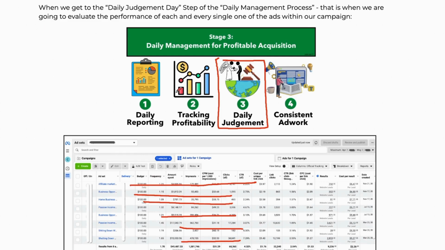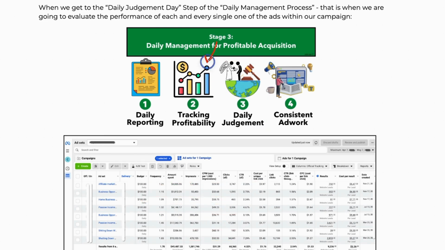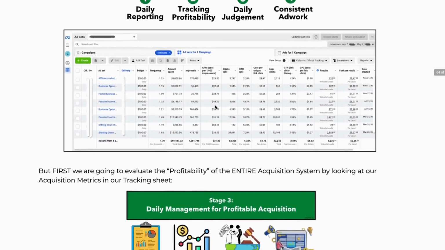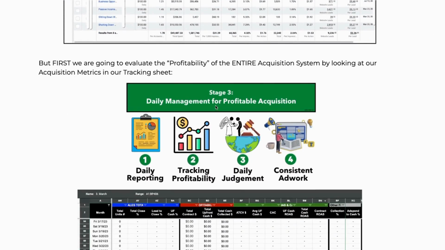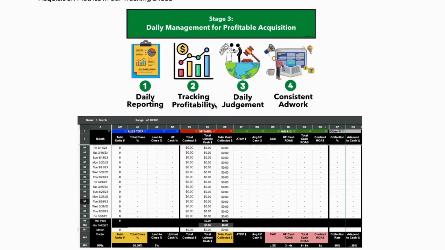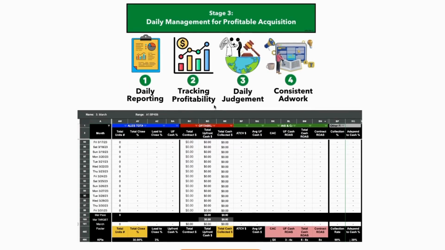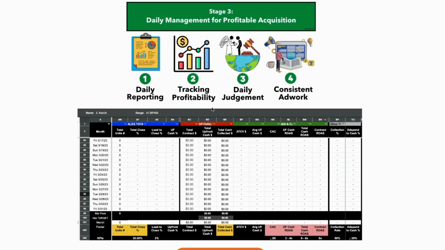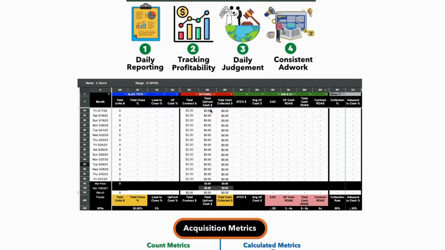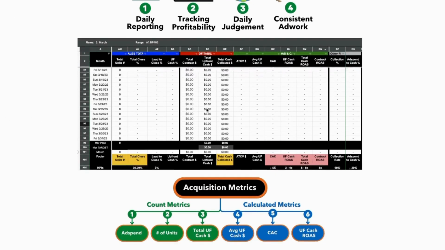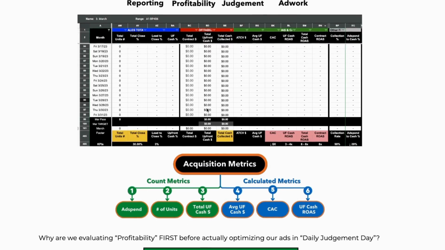However, when we are talking about the tracking profitability step, which is what this entire training section is about, what we are doing is first evaluating the profitability by looking at our tracking sheet. We are looking at the acquisition metrics. Everything we're talking about inside this training section is primarily happening inside of the tracking sheet so we can look at the overall metrics.